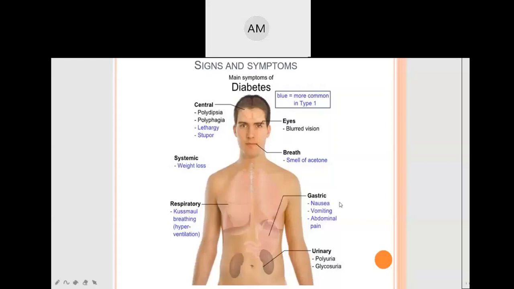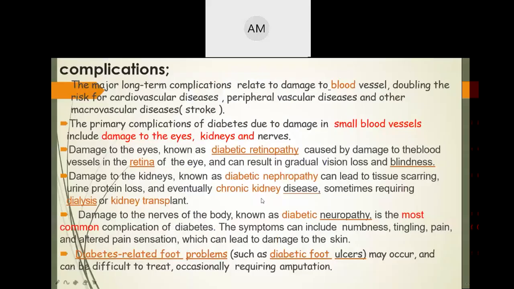In gastric there is nausea, vomiting, abdominal pain, and urinary, polyuria. There is increased urination. Urge for urination is increased. Glycosuria, there is obviously the extra glucose that will be excreted through the kidney. The kidneys will try to excrete the excess glucose out. So moving on to complications and symptoms, they go hand in hand, so you'll get to learn about the symptoms also.